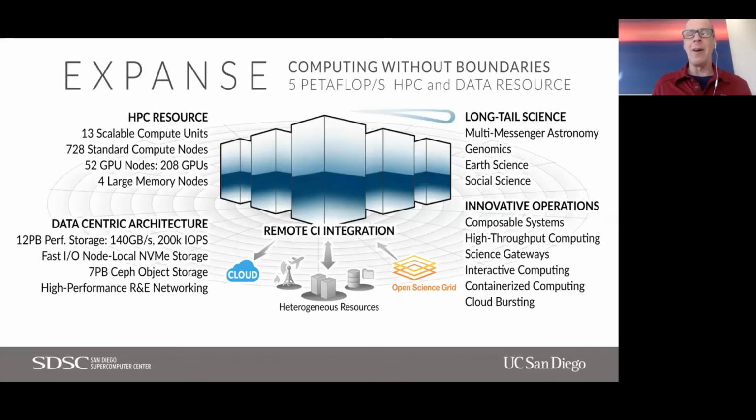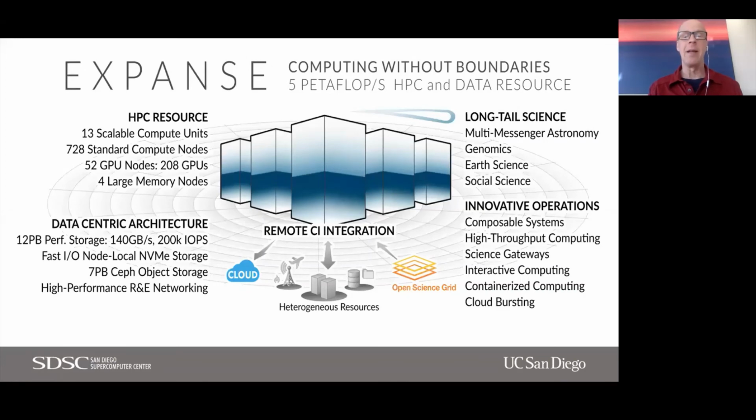This is our glossy overview of Expanse. But it's worth pointing out that we have a certain philosophy of the way that we operate Expanse. We describe this as computing without boundaries. We also mentioned the long tail of science. So it is really a supercomputer meant for many different types of applications. Some machines are really meant for highly scalable apps. Others are meant for serving a wide range of users, and we're more on that end.